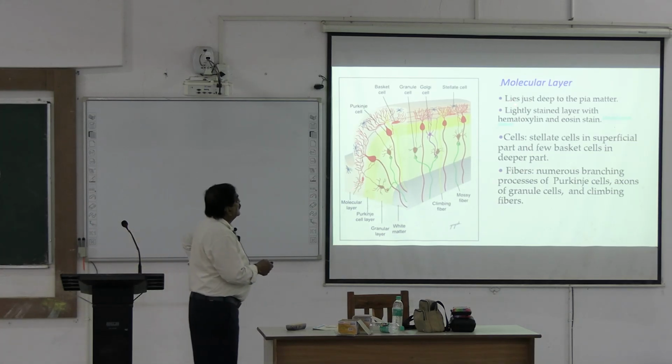Now, the molecular layer lies just deep to the pia mater, a lightly stained layer with hematoxylin and eosin stain. Cells: stellate cells in the superficial part and few basket cells in the deeper part. Fibers: numerous branching processes of Purkinje cells, axons of granule cells, and climbing fibers.